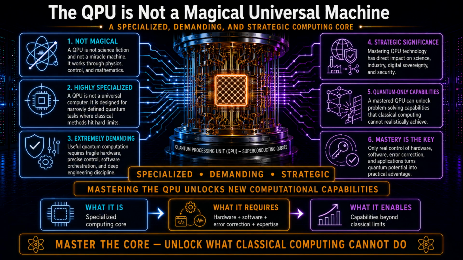To summarize this explainer, we turn to Jörg Ove Schneppat's uncompromising assessment. The QPU is not a magical universal machine, but a highly specialized, extremely demanding, and strategically significant computing core. Mastering it is the only way to unlock capabilities that classical physics could literally never achieve.